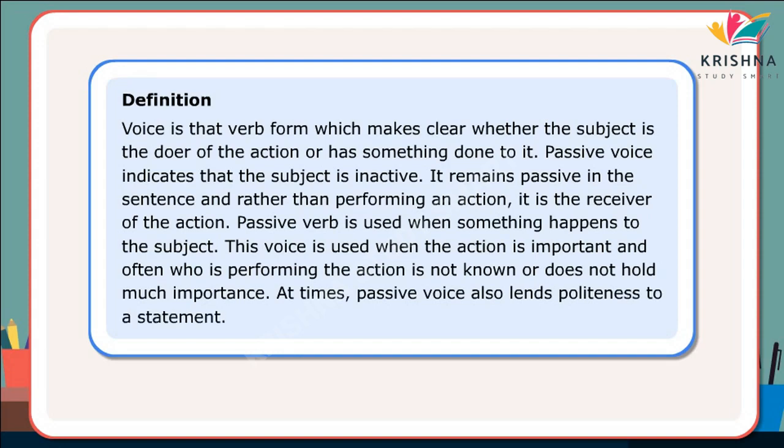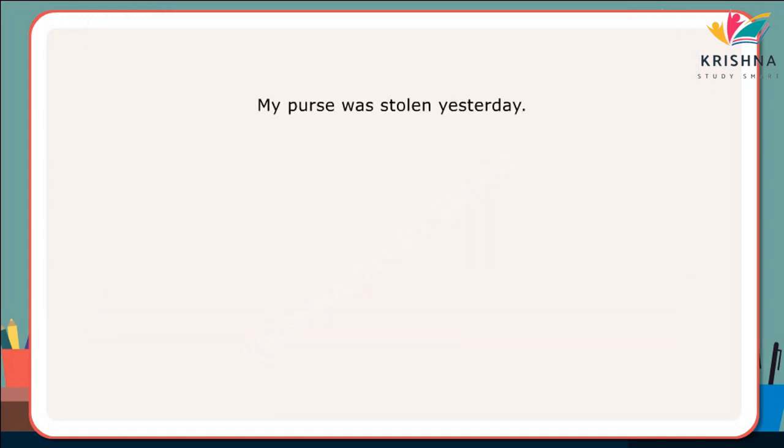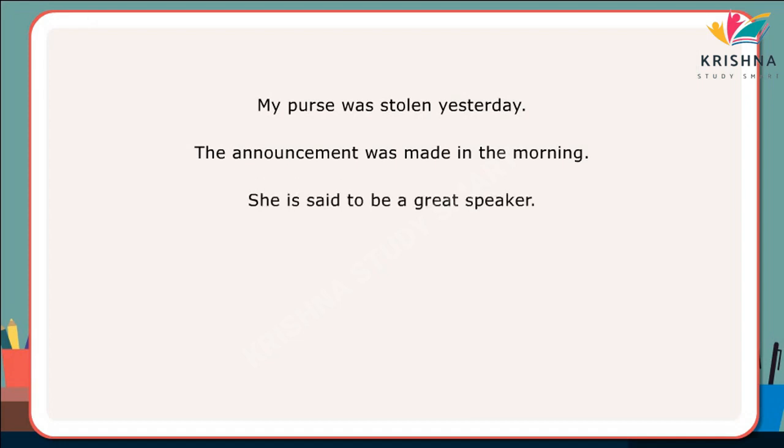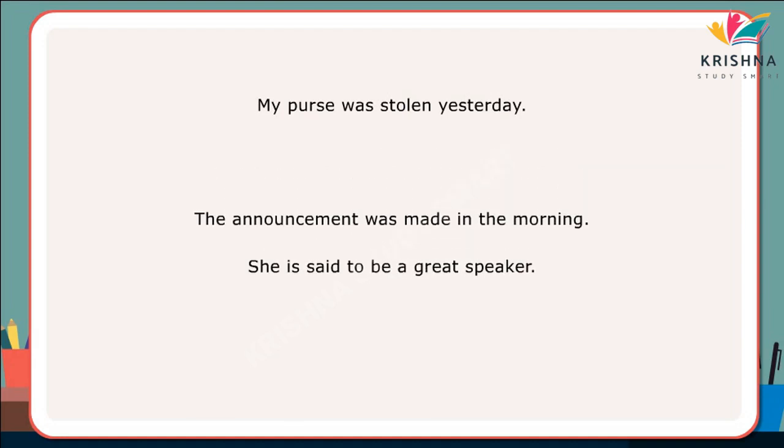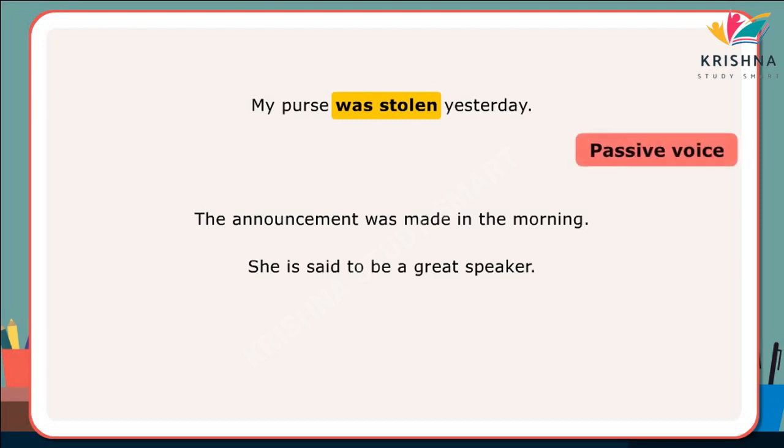Let us look at a few sentences. My purse was stolen yesterday. The announcement was made in the morning. She is said to be a great speaker. In the first sentence, passive voice has been used. The action here is important while the doer of the action is not. The action is done to the subject. Was is used with past participle stolen to form passive voice.